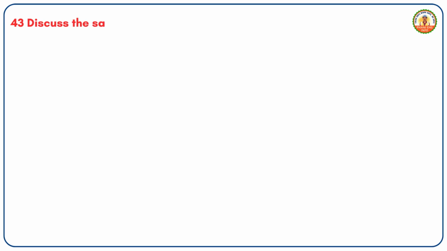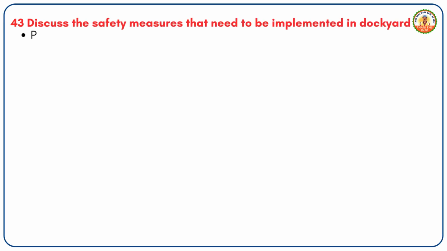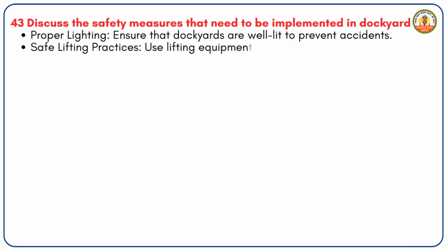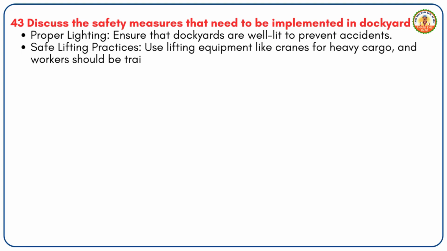43. Discuss the safety measures that need to be implemented in dockyards. Proper lighting: ensure that dockyards are well lit to prevent accidents. Safe lifting practices: use lifting equipment like cranes for heavy cargo, and workers should be trained in manual lifting techniques.